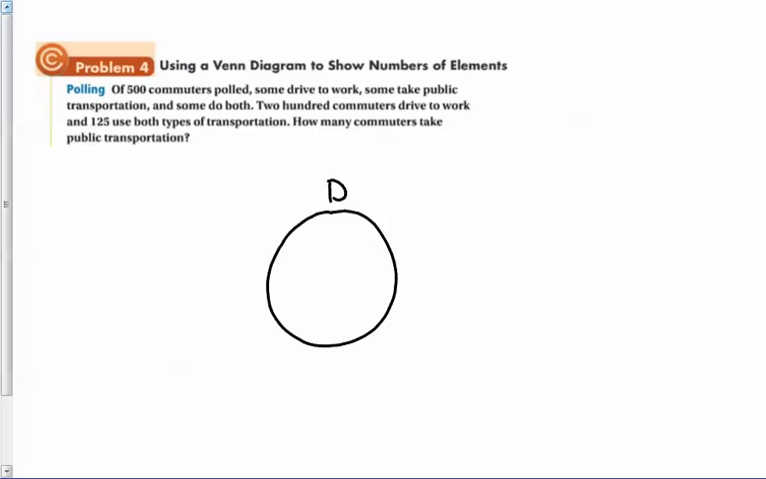this is my drivers, and this is my public transportation. Now, 500 commuters polled, so the total amount in both circles is going to be 500. Some drive to work, some take public transportation, some do both. 200 commuters drive to work. So I'm going to put 200 right here, right? So the whole thing, right? 125 use both types.